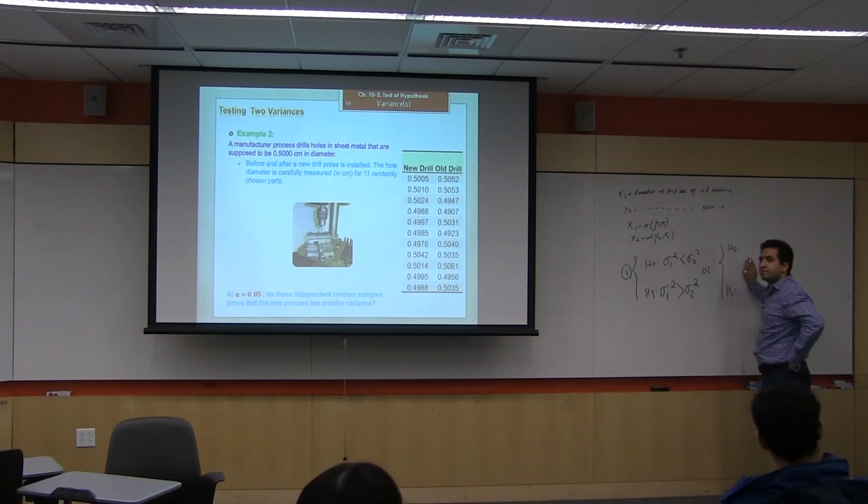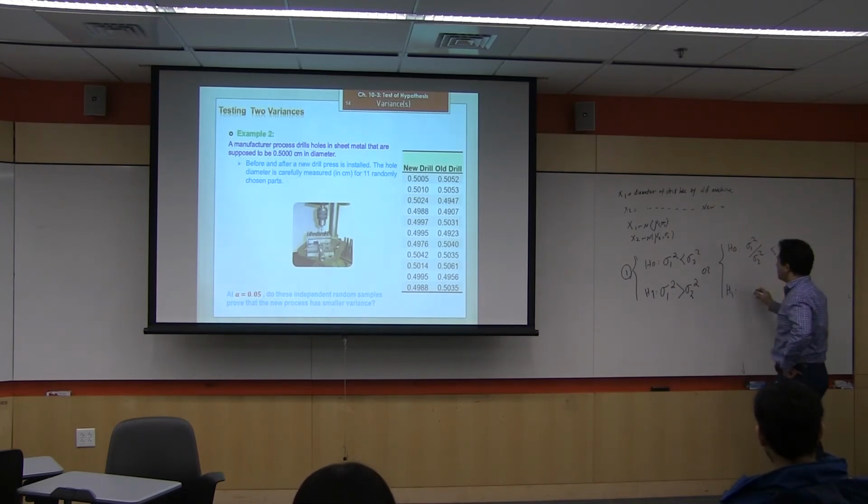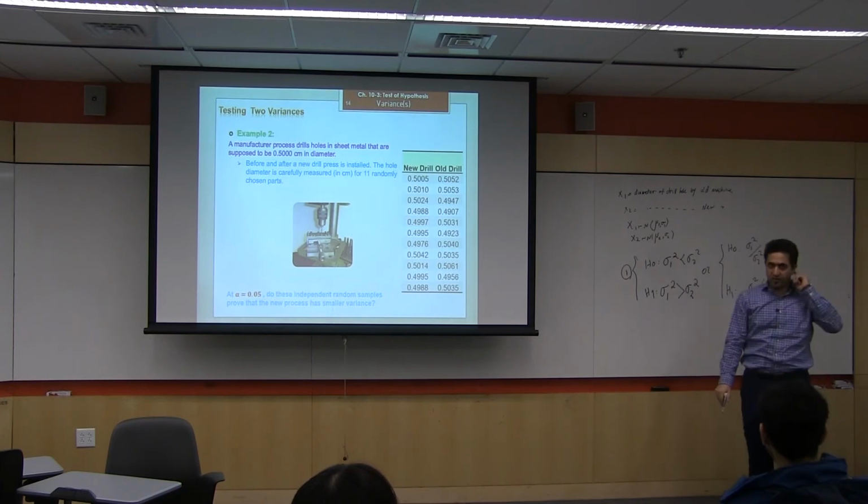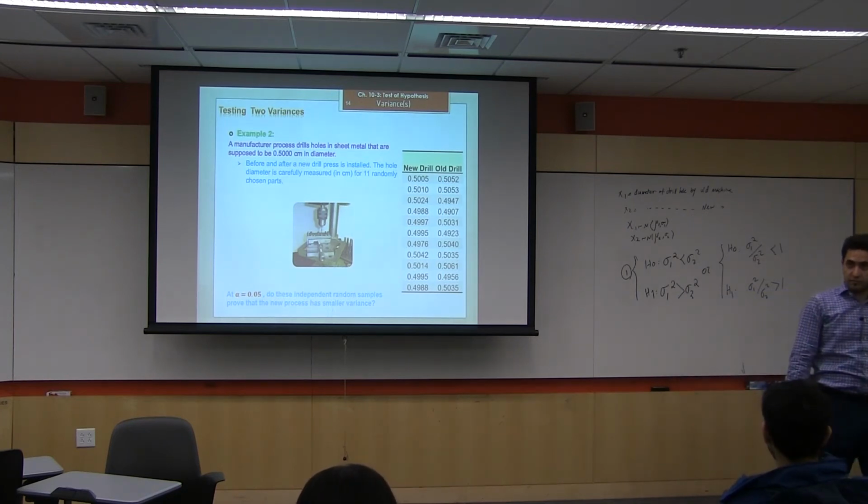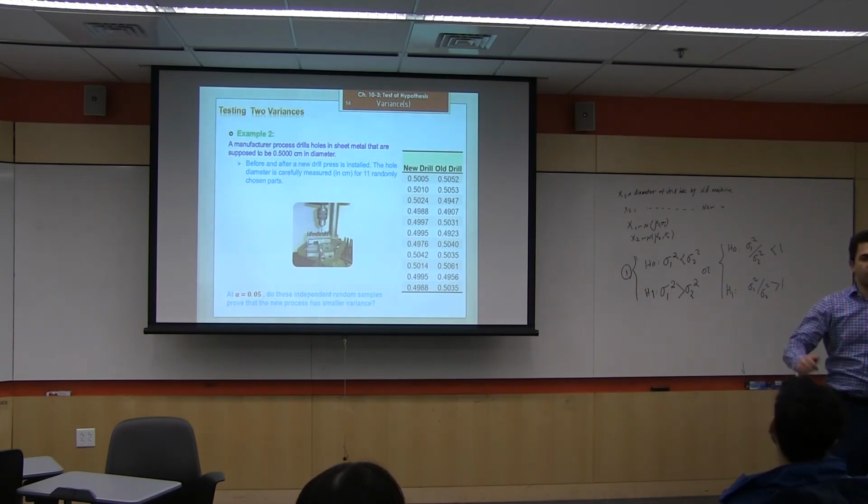A bonus point for you. I'm going to say sigma 1 squared over sigma 2 squared is less than 1, and sigma 1 squared over sigma 2 squared is more than 1. This is the ratio-based type of the test. Now you can go ahead and do the rest of the test.